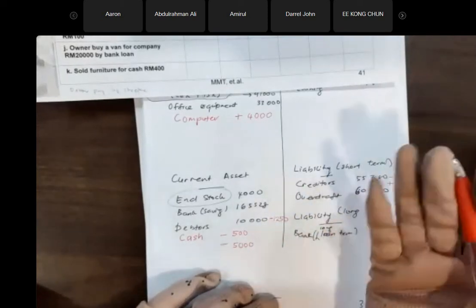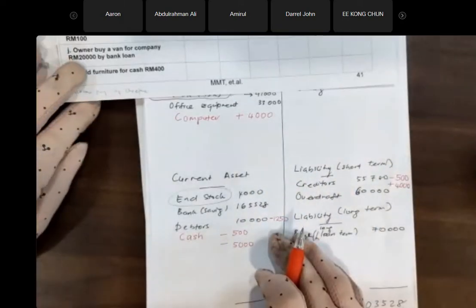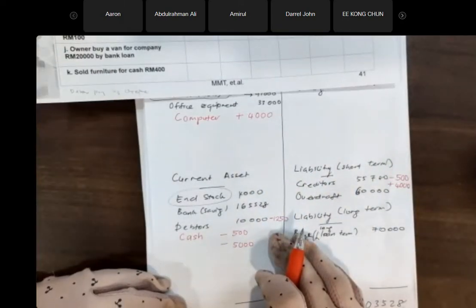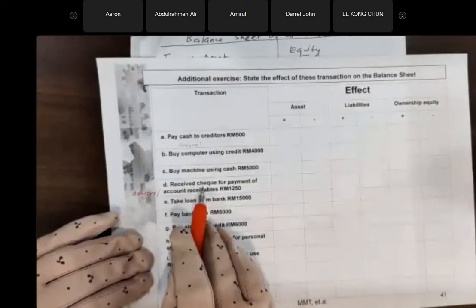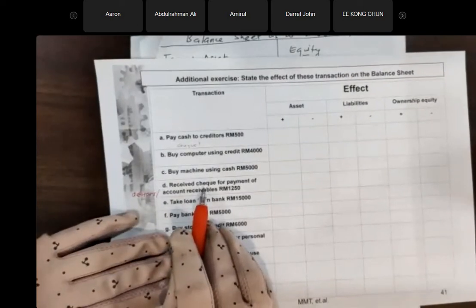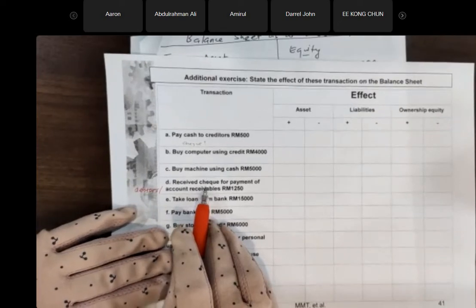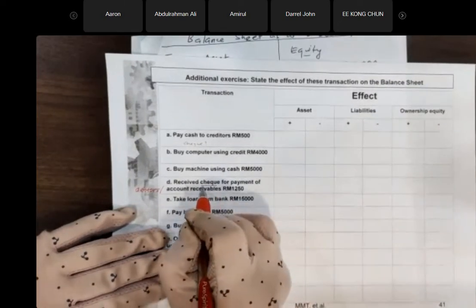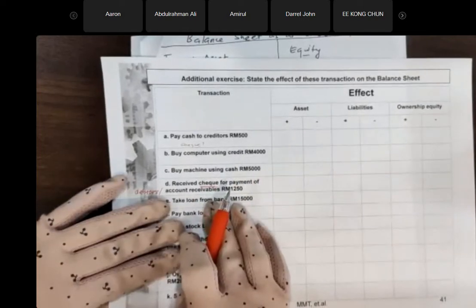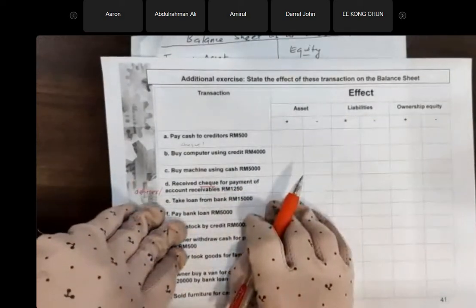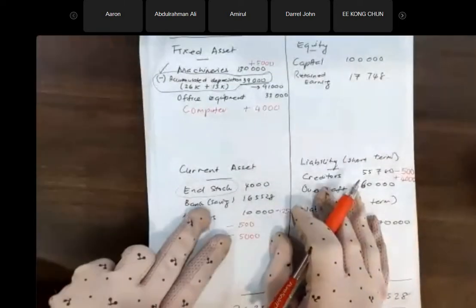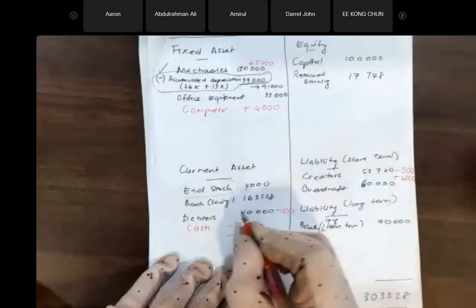Okay, what happened to the other account? Which one? Check. Receive check. So check will come to which item? Normally check kita akan kaitkan dengan apa? You receive check? Bank. Yes, bank. Saving. So here bank. So you receive check, so bank.